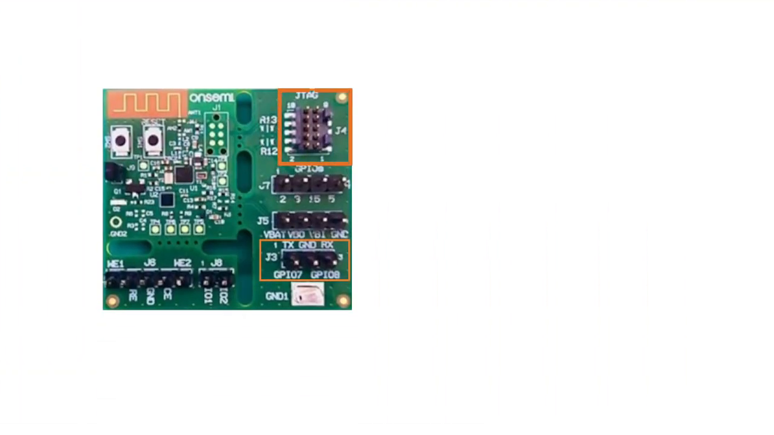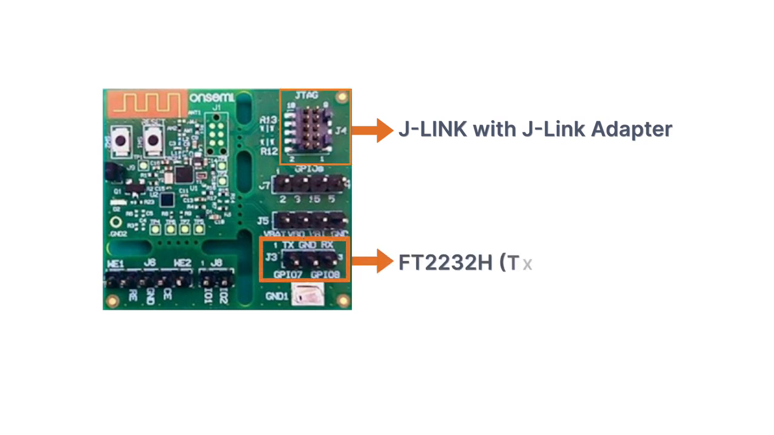Let's start by connecting the J-Link to the J-Link adapter. Then connect the J-Link adapter into the J4 board terminal. Next, connect the FT2232H module into the J3 board terminal.